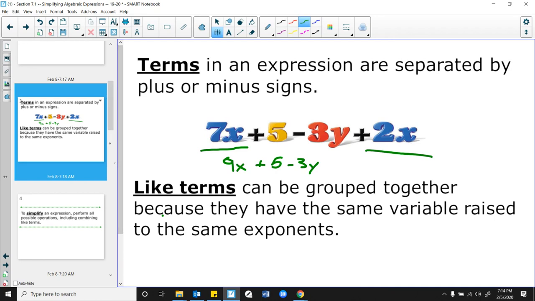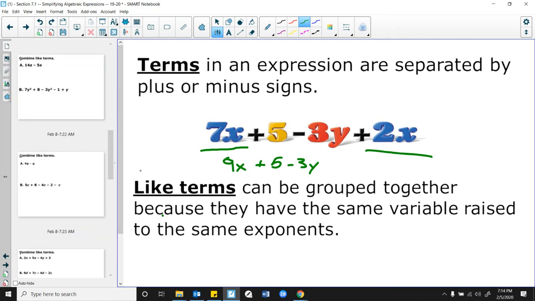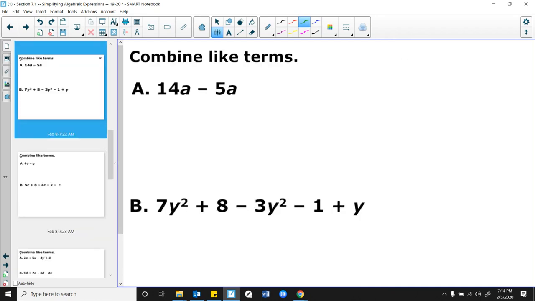All right, so let's look at an example here. Okay, you have this example on your paper. The first thing I want you to do is take, maybe if it's a pen or a pencil, whatever you have, if you want to get a highlighter out, that'd be great. Okay, and I want you to circle the like terms.